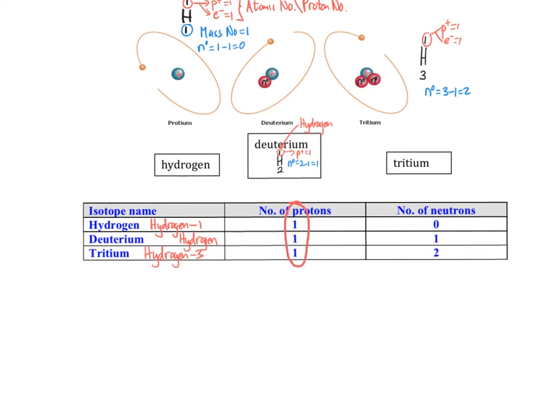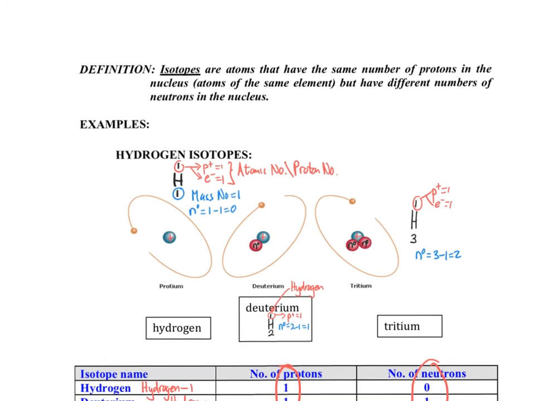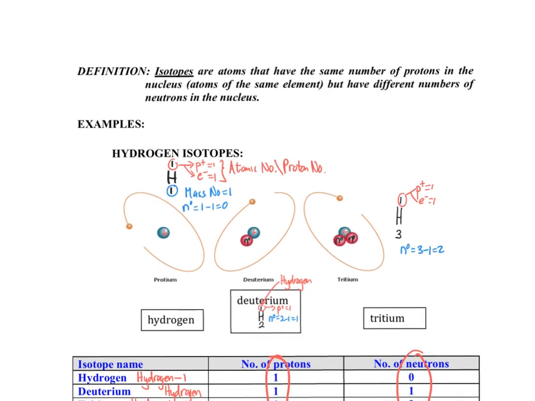So this is hydrogen. But what differs is the number of neutrons. So here the mass number is changing. And so going back to the definition that we referred to in the beginning, isotopes are atoms that have the same number of protons in the nucleus, but they have different numbers of neutrons in the nucleus.